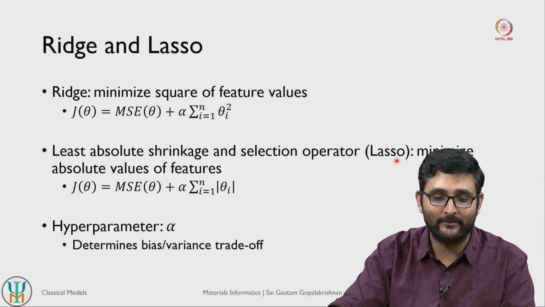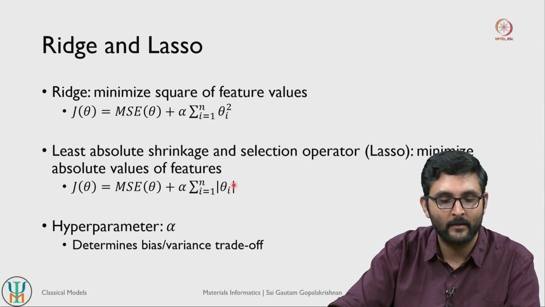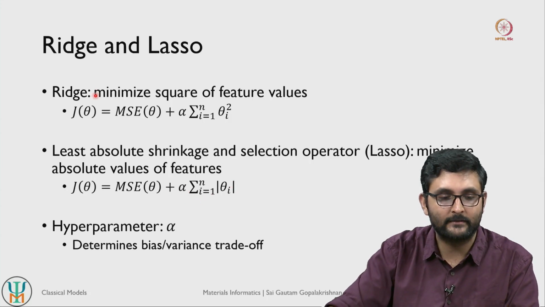In the case of Lasso, it is an acronym for least absolute shrinkage and selection operator. So in the case of Lasso, instead of minimizing the squared values of theta i, you now minimize the mod of theta i. Otherwise there is no difference. So this is minimizing sort of Euclidean values and this is minimizing Manhattan values of your theta as a vector.